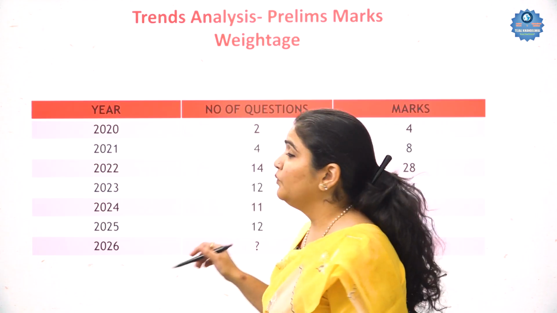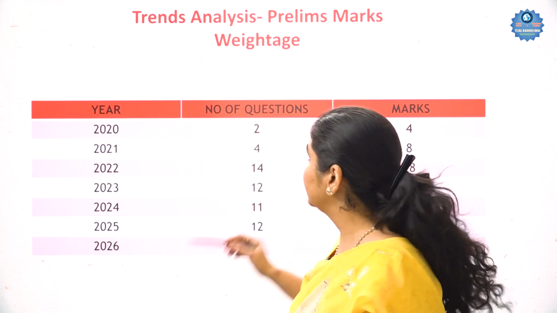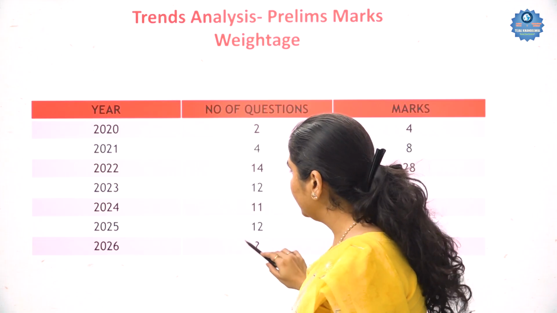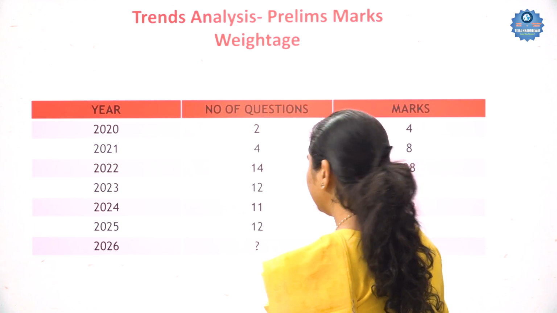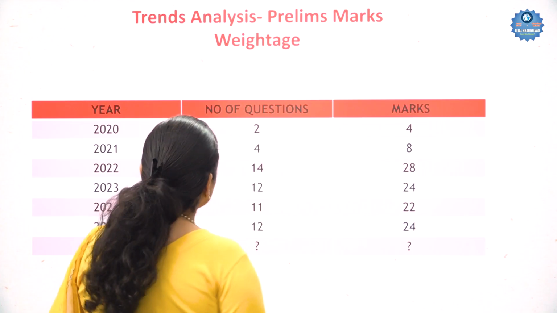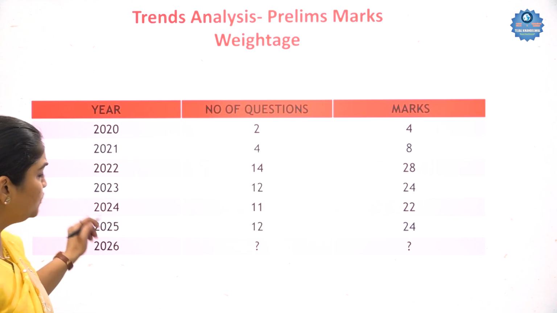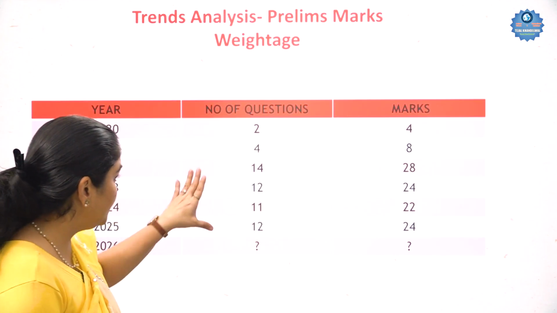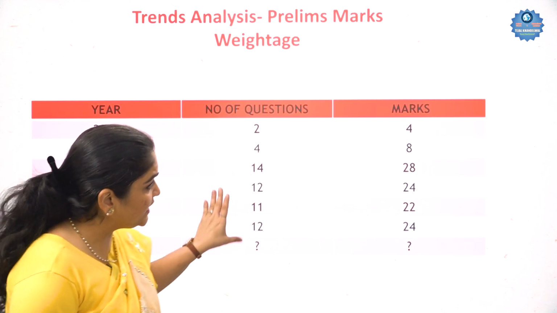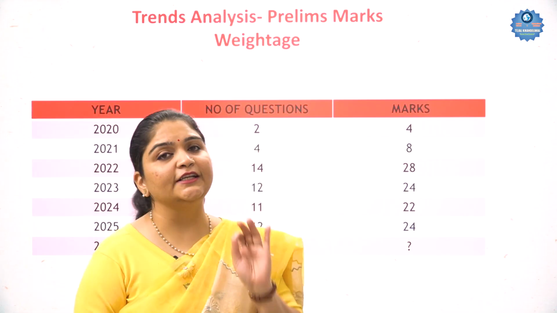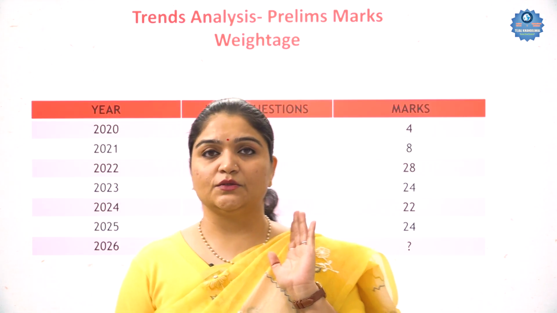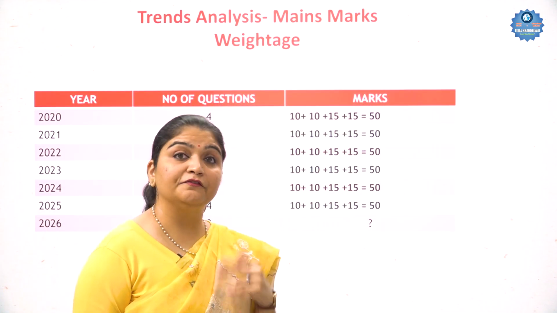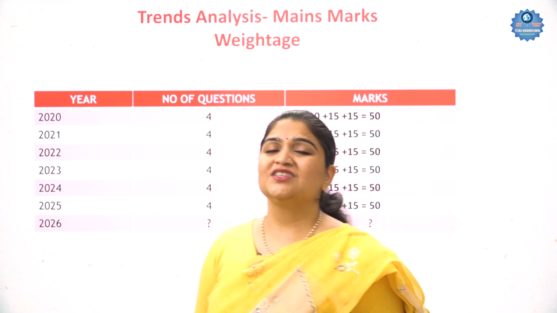Now, when we talk of trend analysis with respect to marks, prelims weightage: if you look at 2020, there were 2 questions. If you look at 2025, there have been 12 questions, which means 24 marks. And from 2022 until 2025, questions have always been above 20 marks, right? Which means IR has to be prepared very specifically for the prelims as well.